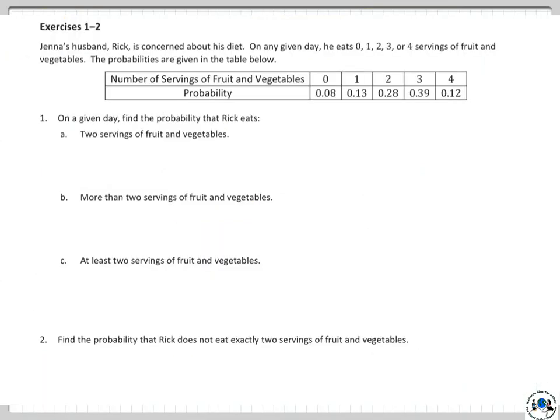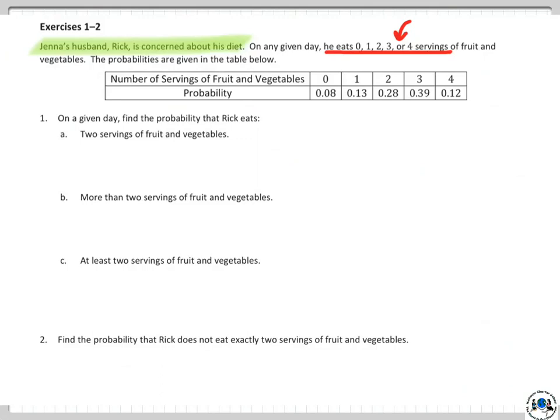All right. Okay, so next, we're still sticking with Jenna. Jenna has a husband, Rick, and Rick is concerned about his diet. On any given day, he eats 0, 1, 2, 3, or 4 servings of fruit and vegetables. The probabilities are given in the table below. I've pointed to that word or, because he'll do either one or the other. He will not do 2 of those together. So we're talking about that word or still.